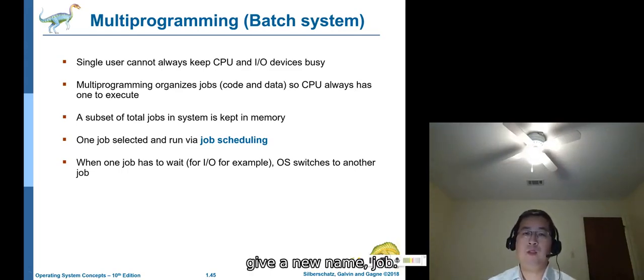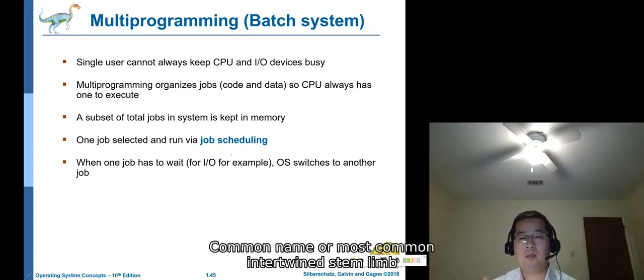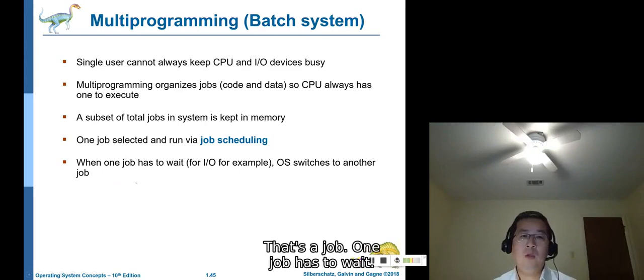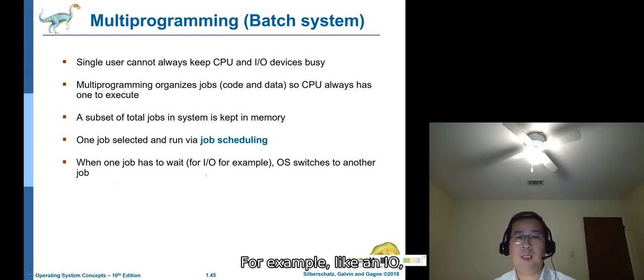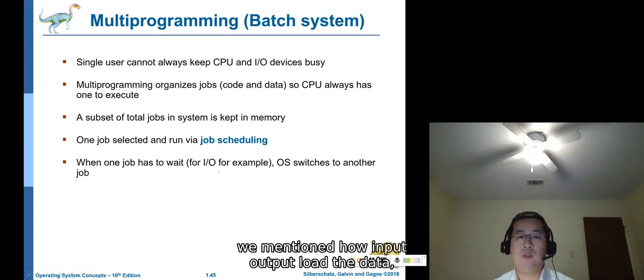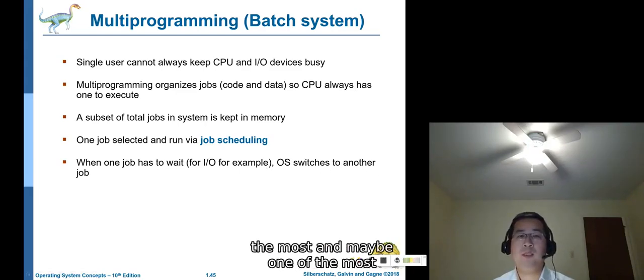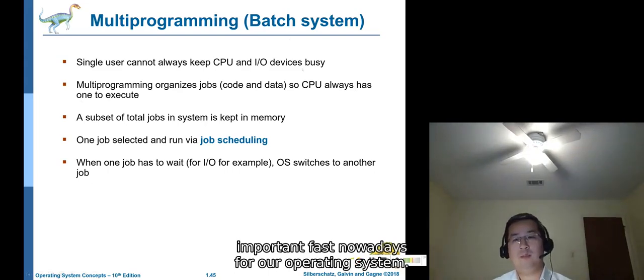Job is the common name, the easiest to understand name, to refer to a task to finish on a computer system. That's a job. When one job has to wait, for example, for I/O, like we mentioned, input output, loading the data, outputting the result, printing the results, the OS switches to another job. So this is maybe one of the most important functionalities of our operating system.